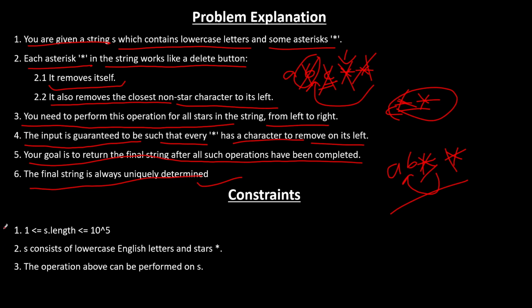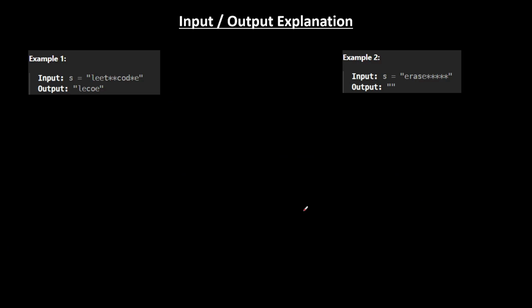Now let's come to the constraints. The length of the string is 1 to 10 to the power 5, and S consists of lowercase English letters and stars only, or we could say asterisks. The operations above can be performed on S. This is the thing. Now let's move to the next slide.